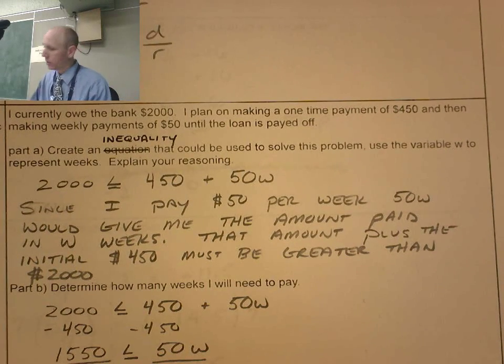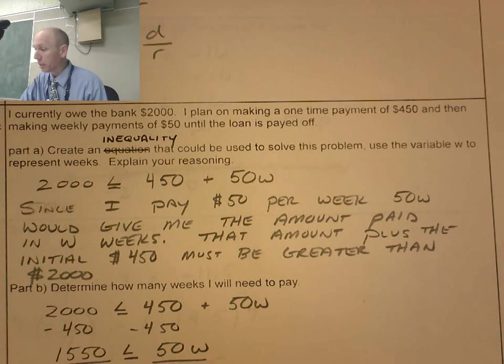I currently owe the bank $2,000. I plan on making a one-time payment of $450 and then making weekly payments of $50 until the loan is paid off. Part A, create an inequality that could be used to solve this problem. Use the variable W to represent weeks.